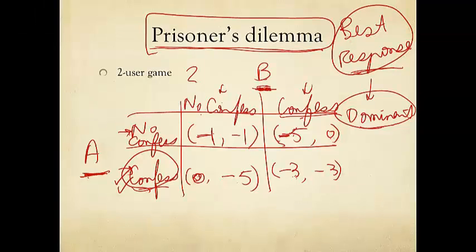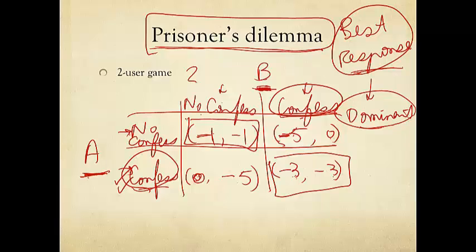Now, by symmetry, B is thinking in exactly the same way. And B will also pick confess as the dominant strategy. And therefore, the outcome of this game will be that both A and B will confess and get 3 years each. And what's wrong with that? Why is it called a dilemma? Because they could have got 1 year each.